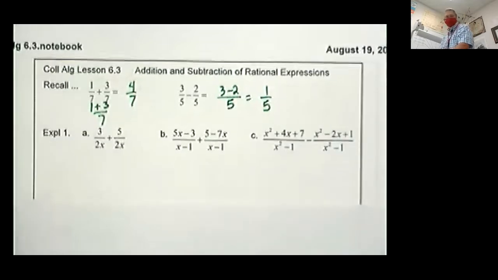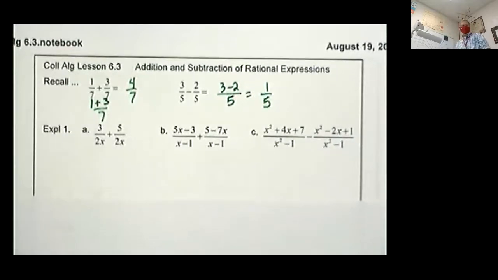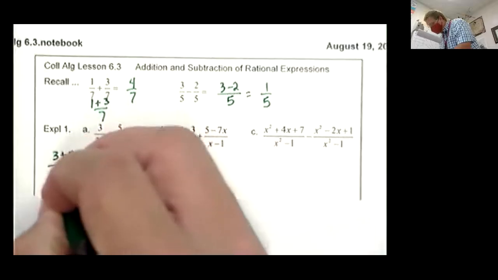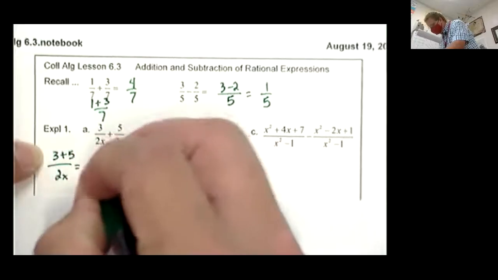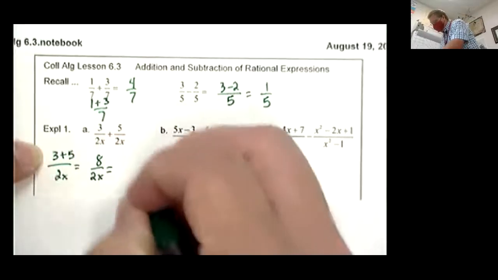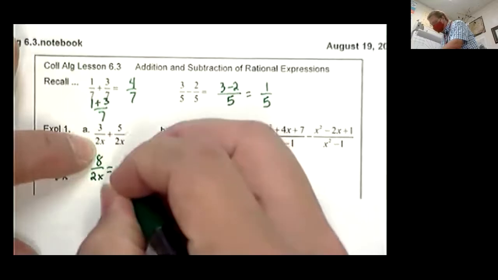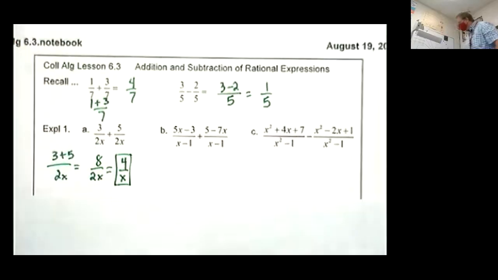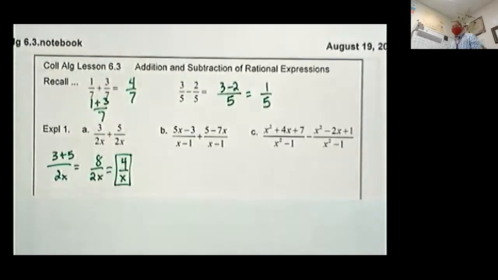For example, letter A, 3 over 2x plus 5 over 2x. They have the same denominator. So we can rewrite this as 3 plus 5 over 2x. That simplifies to 8 over 2x, which we can simplify by dividing by 2. That leaves us with 4 over x. So again, if they have the same denominator, we can just add and subtract.